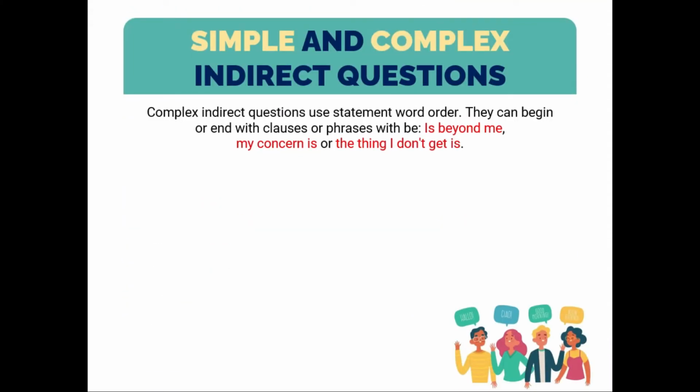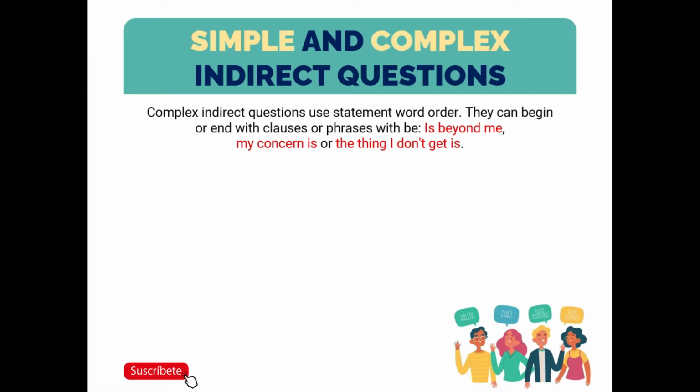They also use the statement word order. In addition, they can begin or end with phrases or clauses with be, like it's beyond me, my concern is, or the thing I don't get is. In complex indirect questions, we find yes or no questions that are changed into noun clauses by introducing the clause with if or whether. It is optional to include or not with whether. Furthermore, or not can either be used directly after whether or at the end of the clause.